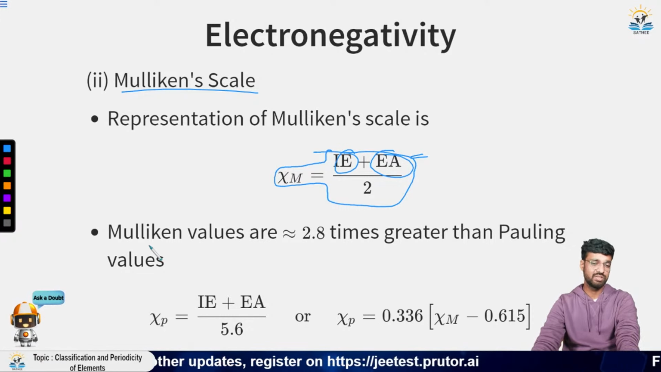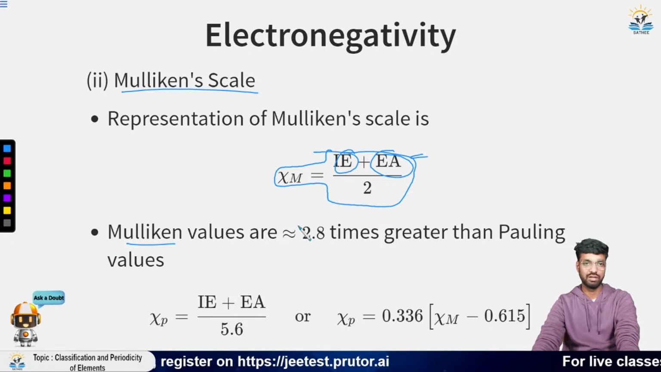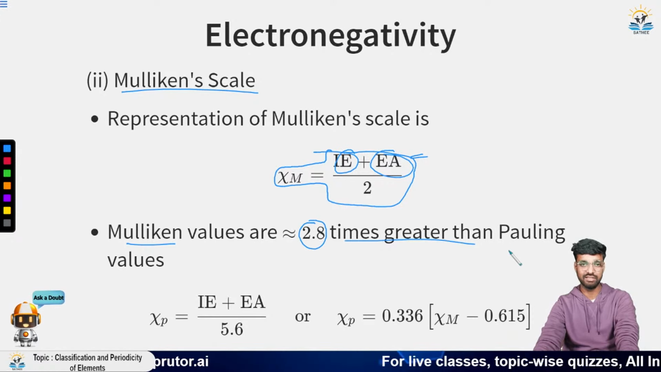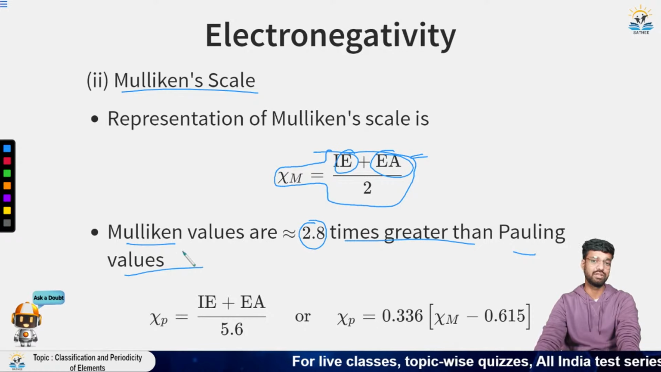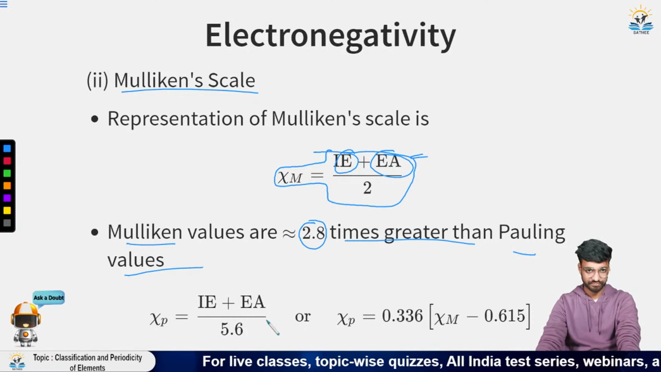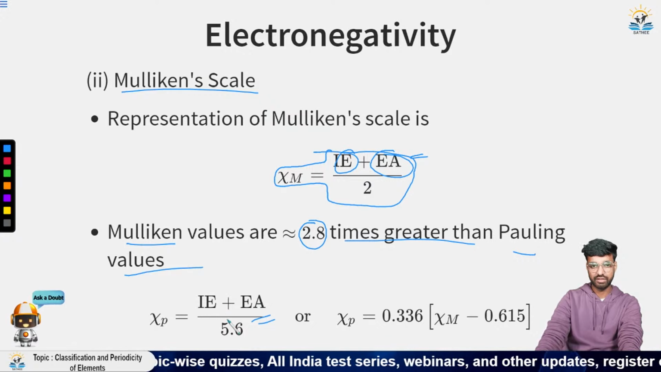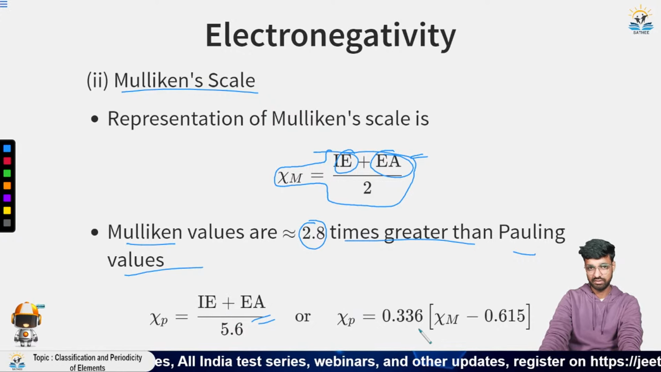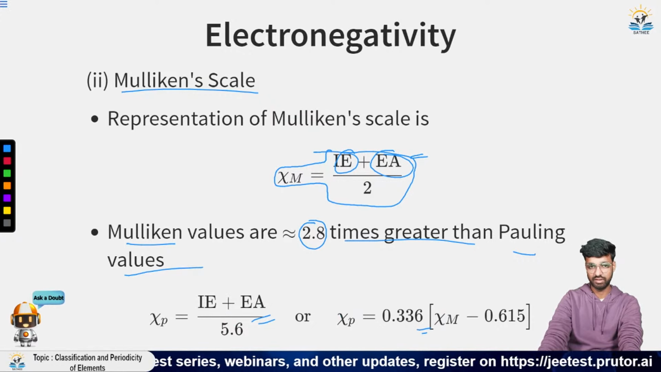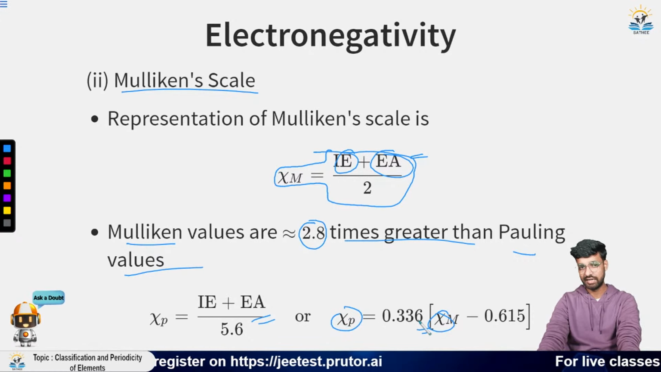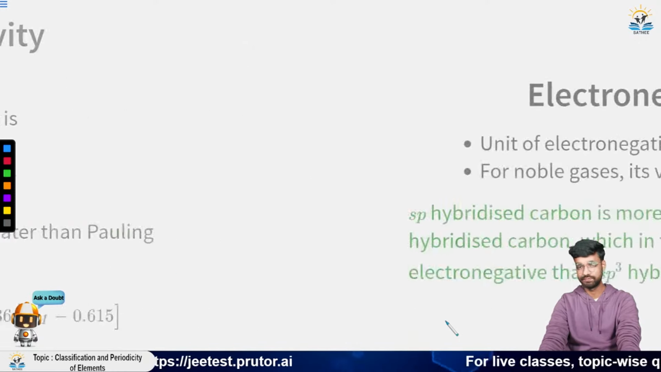Now, what is the relation between this Mulliken scale and this Pauling scale? The Mulliken scale is almost 2.8 times greater than the Pauling scale. Okay, so this is the relation between these two. Now, this is the Pauling scale. Okay, so this is the final formula. So there is the relation between chi M and chi P, that is electronegativity according to Pauling and electronegativity according to Mulliken.